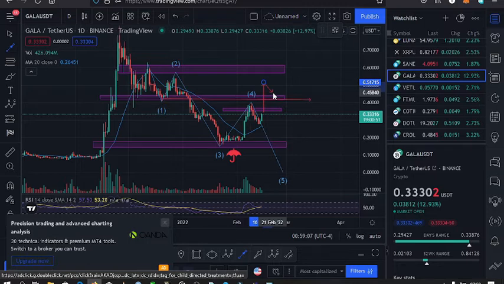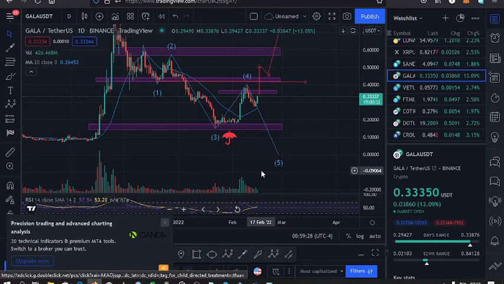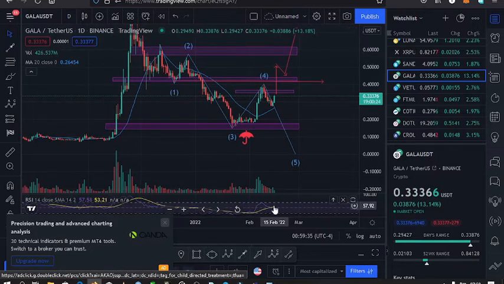And for that to happen, I would expect us to continue seeing even higher market volumes down here. And also looking on the daily RSI, we are not yet in the overbought region, so that move can be a possible move.